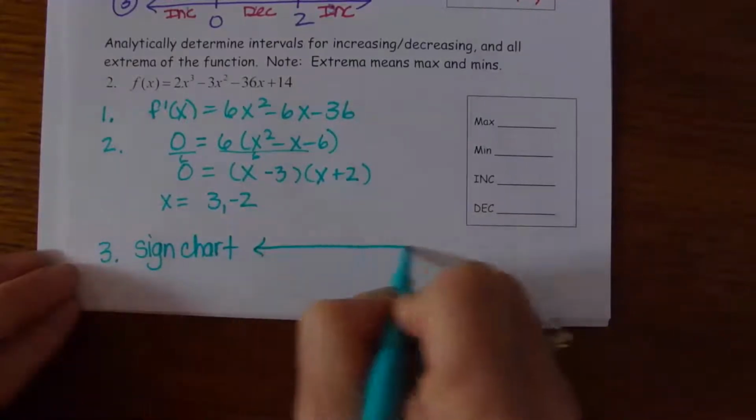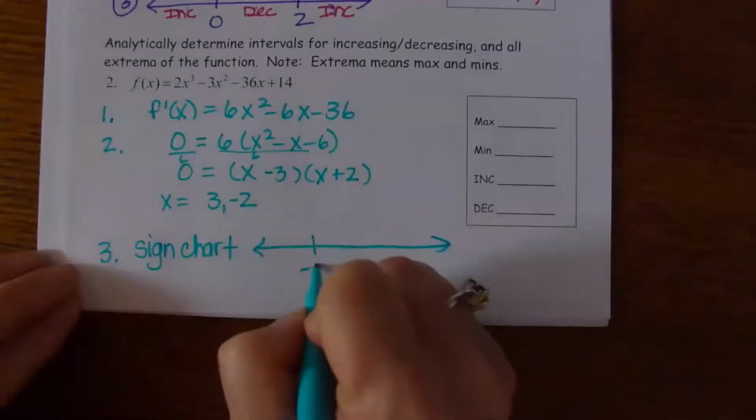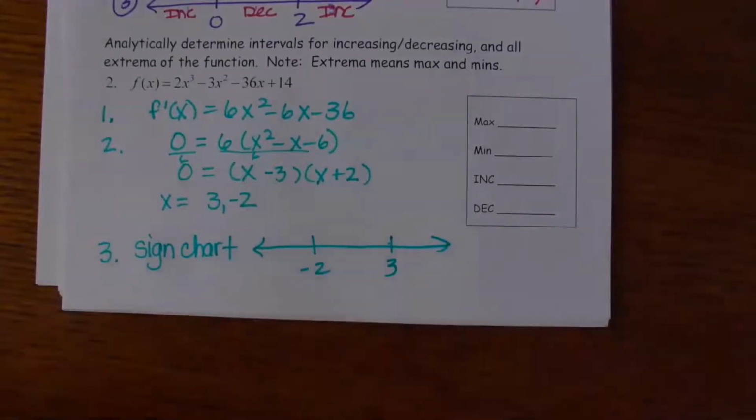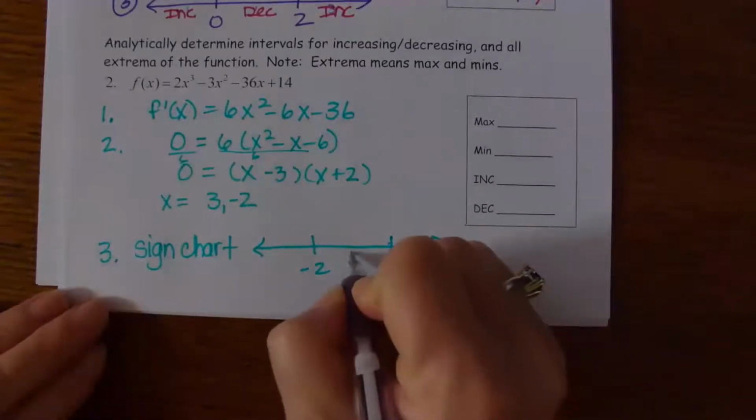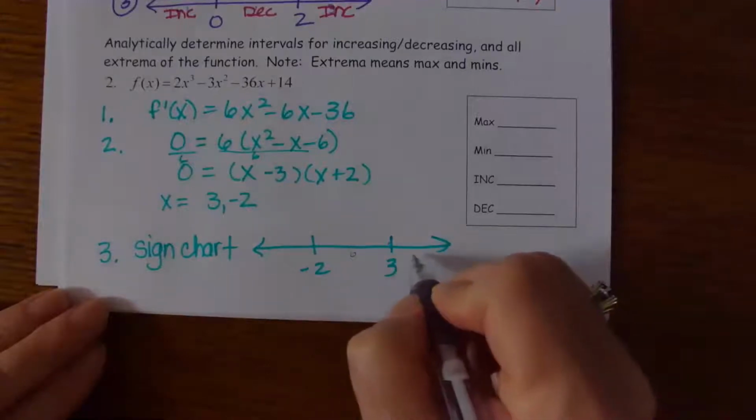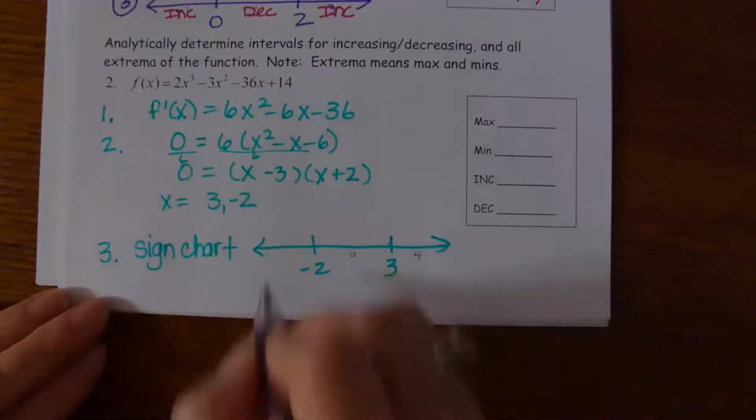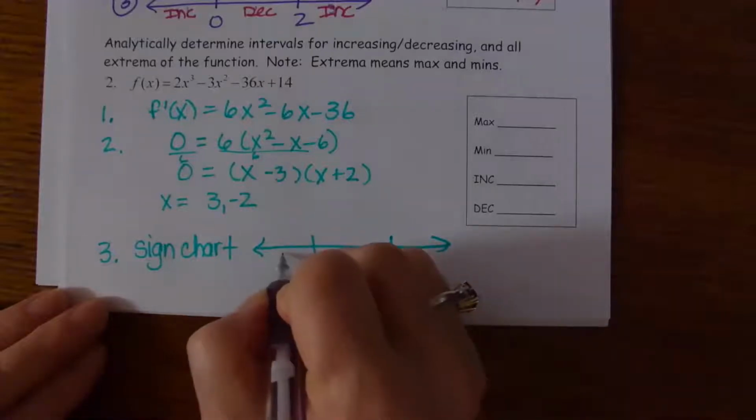What goes on the sign chart? Your zeros. And now what numbers are you going to test? You're going to pick a number between -2 and 3. What's between every negative and positive that's easy to plug in? 0. A number bigger than 3, 4. A number smaller than -2, -3.